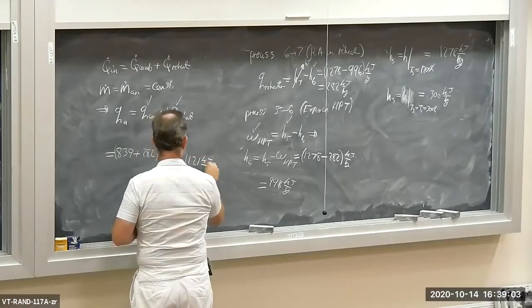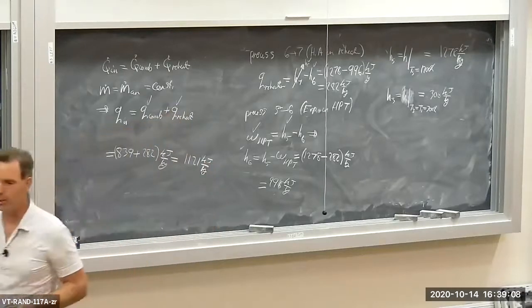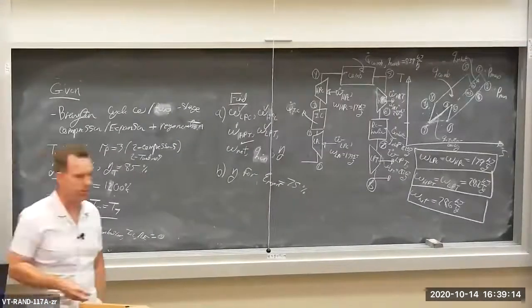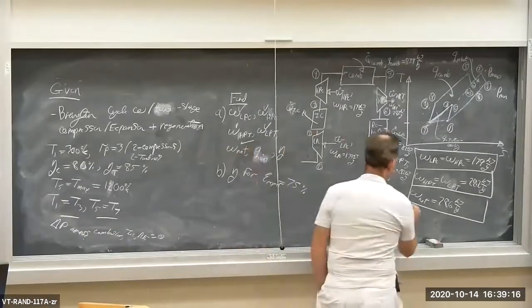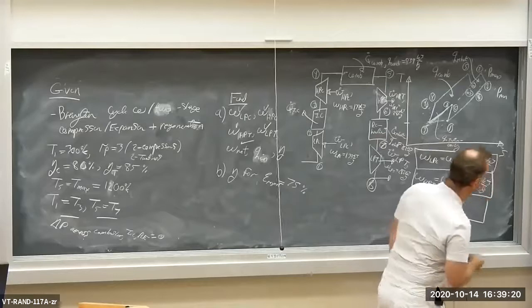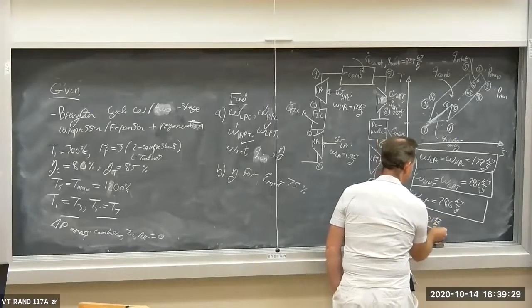1121 kilojoules per kilogram. 1121, that is the total heat input added to the Brayton cycle here per unit mass flow. So I'm going to write Q in, starting to run out of space, 1121 kilojoules per kilogram. Okay?